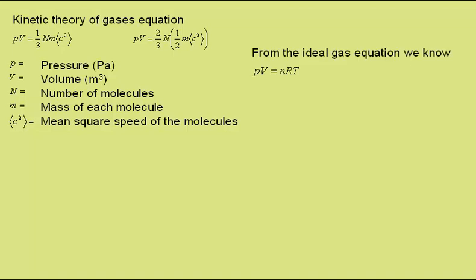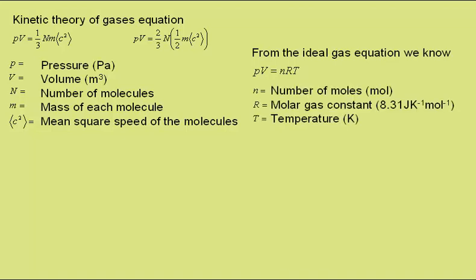I'm also going to bring in the ideal gas equation, which is also introduced in its own video. Here, lowercase n is the number of moles, as opposed to the uppercase N here, which was the number of molecules. R is the molar gas constant, which has a value of 8.31 joules per kelvin per mole. And T is the temperature, which must be in kelvin.